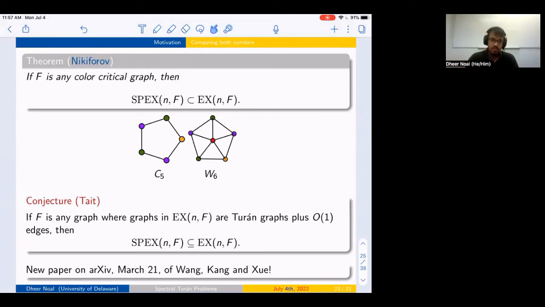So yeah, it would be interesting to see if the other methods which I will mention soon can be used for hypergraphs as well. Right.